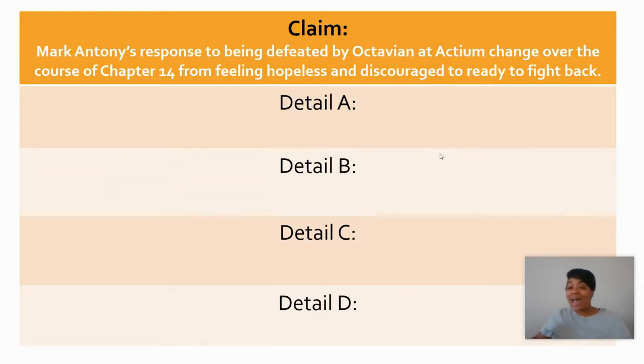So, scholars, I wrote down that Mark Antony was without hope. He felt discouraged and depressed. And that is my detail A. We are now going to look for detail B. Detail B is going to be on page 104. So go ahead and write page 104.